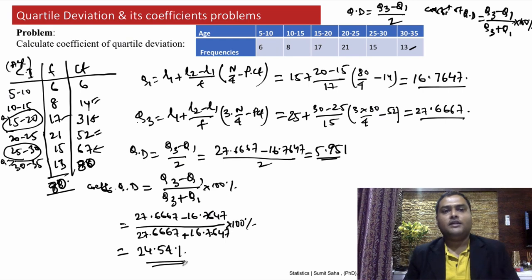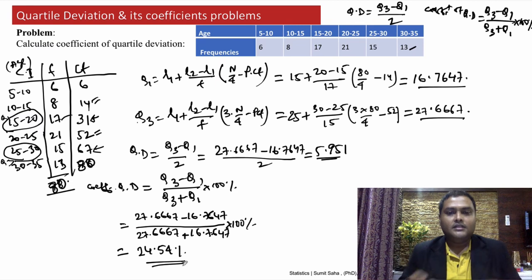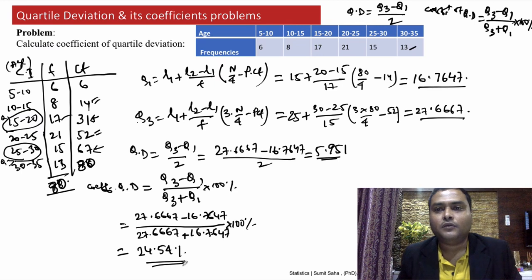Similarly, when we try to understand the calculation of the coefficient of quartile deviation, the formula is (Q3 minus Q1) divided by (Q3 plus Q1). But as it is a relative measurement, we try to represent that entire data as a percentage. So we need to multiply that by 100%. Now why is it 100%? Because 100% is nothing but 1, and we can multiply 1 with any number and that number should not change, right? So that is the reason it is 100%. Here in this case, Q3 and Q1, we have already calculated the values, and finally we got the coefficient of quartile deviation. The value is 24.54%.